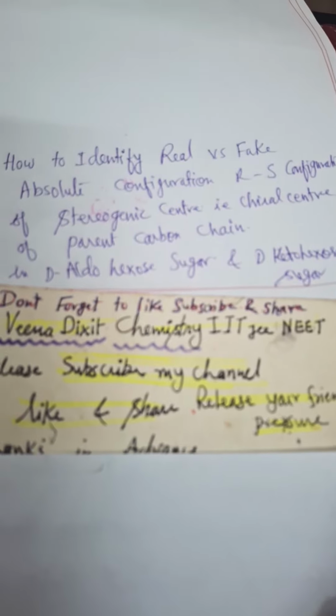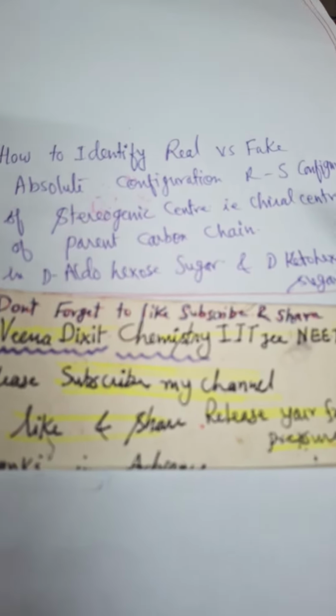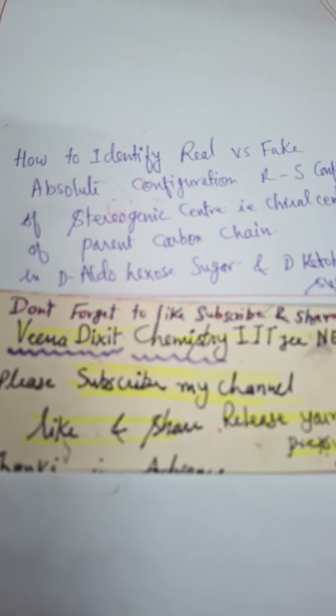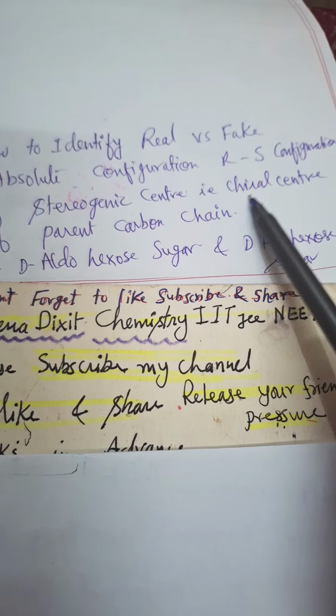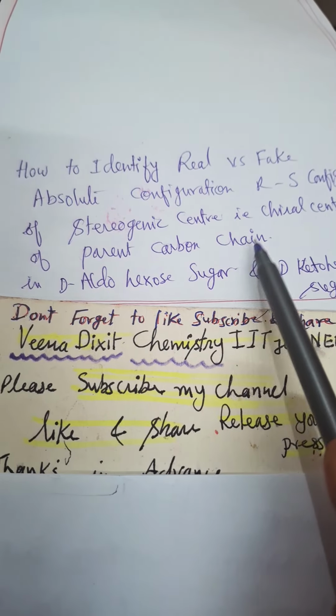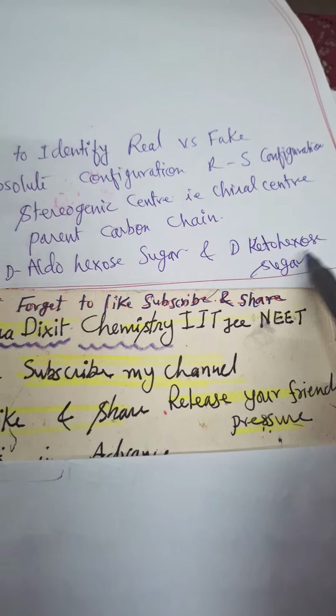Students, here we discuss how we find out which is real and which is fake absolute configuration. I am talking about the RS configuration of the stereogenic centers, that is, the chiral centers of the parent carbon chain. So D-aldohexose sugar and D-ketohexose sugar we will discuss.